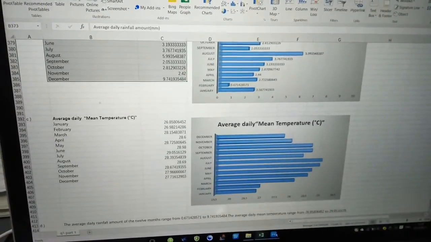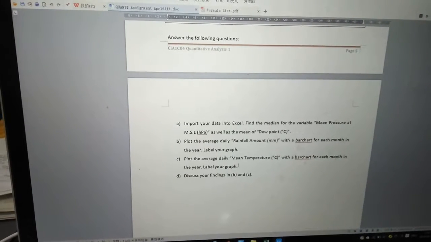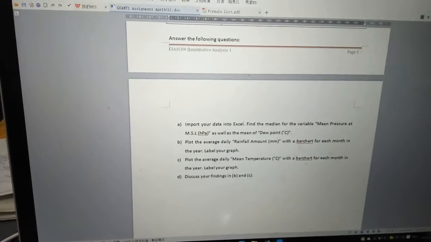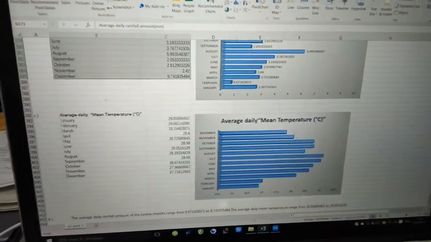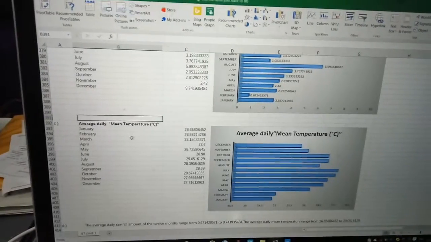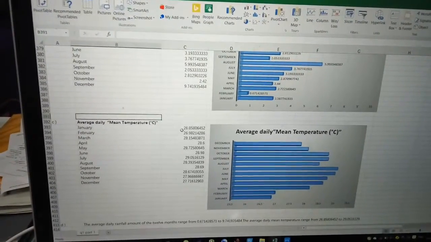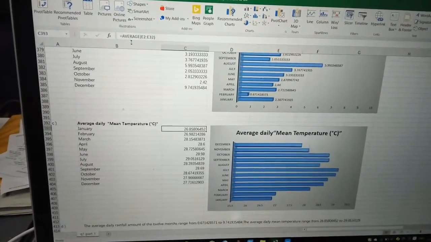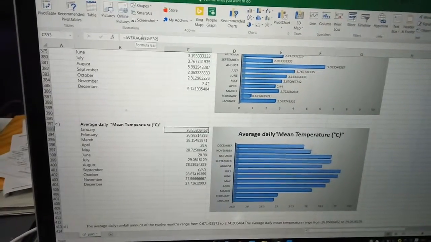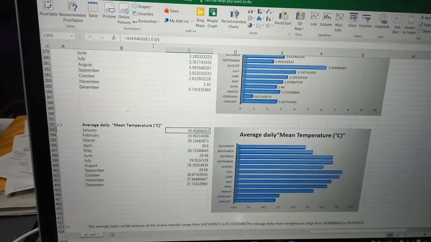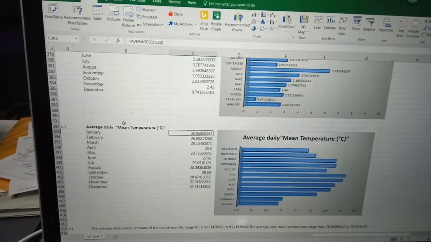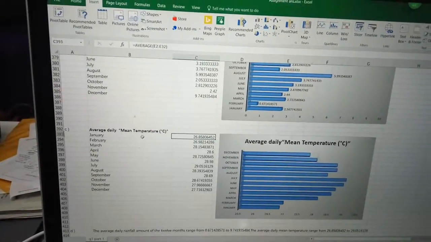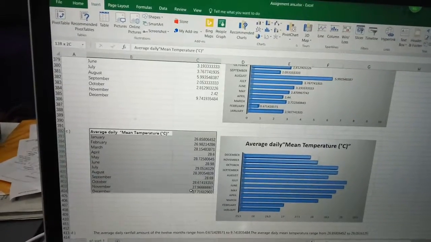Okay, part C, I need to find the average daily mean temperature with a bar chart. So the workings are also almost the same as the previous question. So I just find the value, average the first day of the month to the last day of the month. You get the value first for each of the months, and then you include all of this and also insert bar chart.